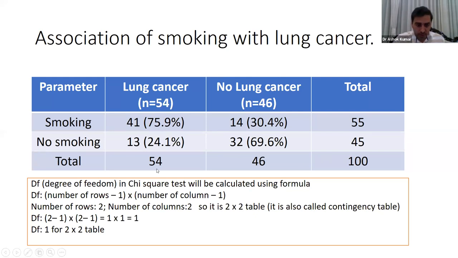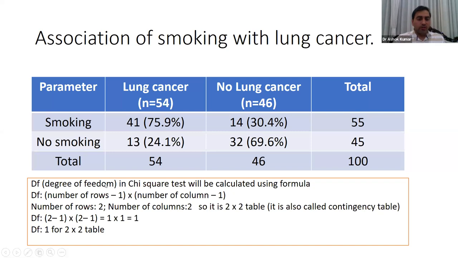Out of the total 54, 41 out of 54 is 75.9, and 13 out of 54 is 24.1. These are percentages, called column percentages. You can calculate row percentages also. Out of 55, you can calculate 41 and 14. Okay. So here one thing is coming.